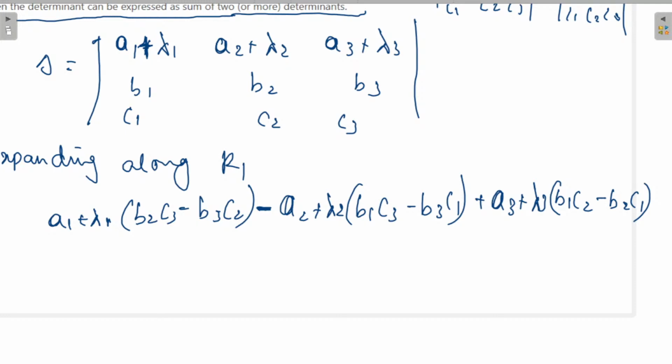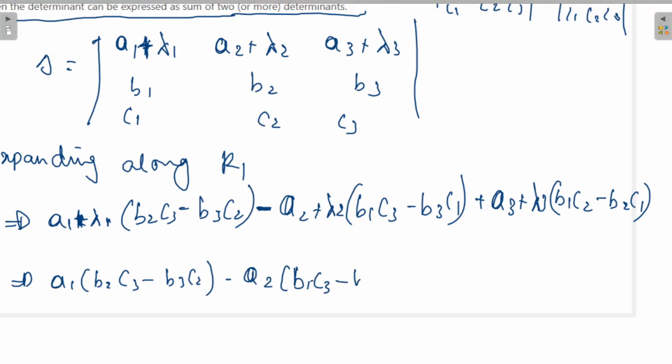Now according to the basic maths property, whenever there are two sums, you should always remember, if I have a plus b associated with a bracket, this a is multiplied once with the bracket and b is also multiplied once with the bracket. So I will write this as a1 times (b2 c3 minus b3 c2) minus a2 times (b1 c3 minus b3 c1) plus a3 times (b1 c2 minus b2 c1).